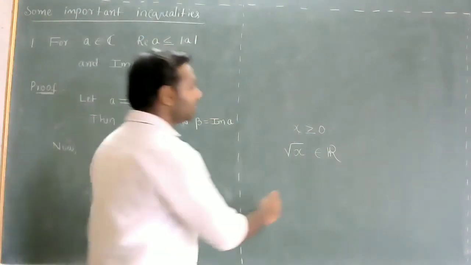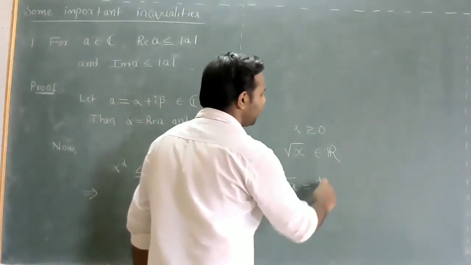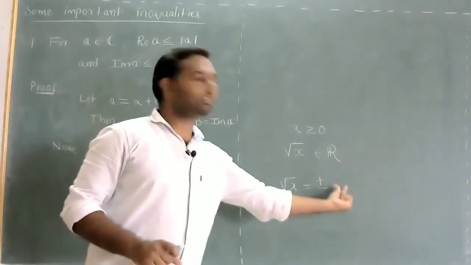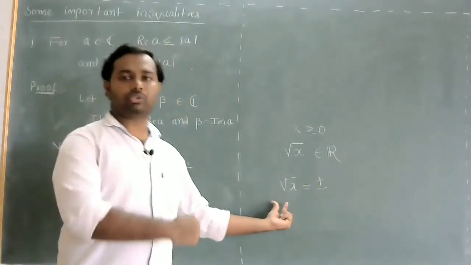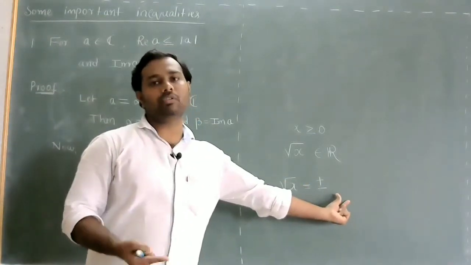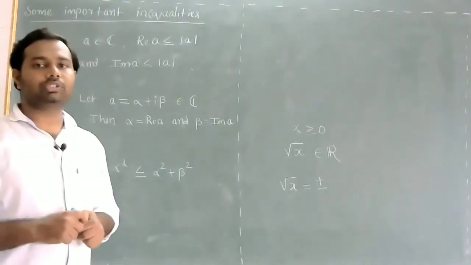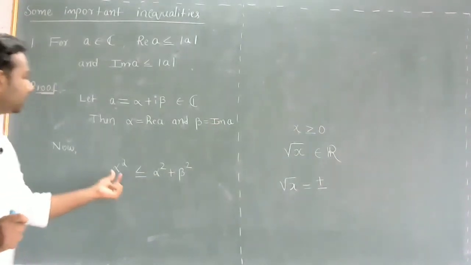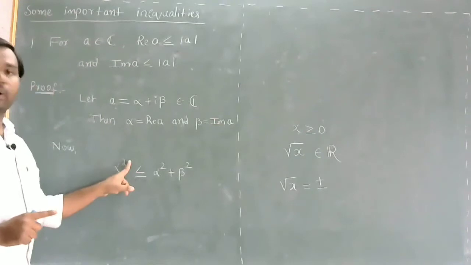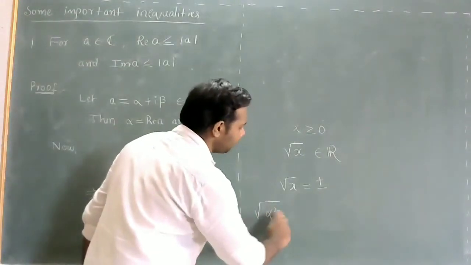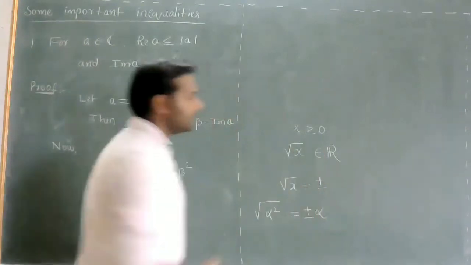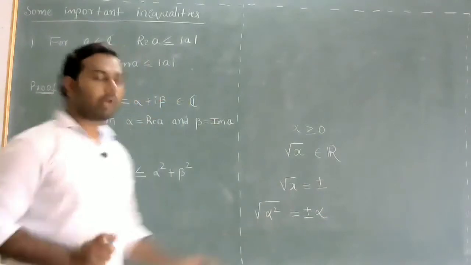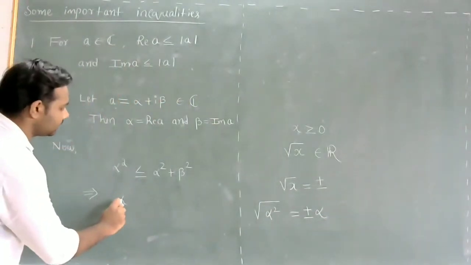Among those square roots, you know that the square root of x has two values, a plus value and a minus value. The plus value is called the positive square root of x, and the negative value is called the negative square root. So here I'll consider only the positive square root. Now the square root of alpha square is actually plus or minus alpha. So here I will consider only the positive value of the square root, which is alpha.